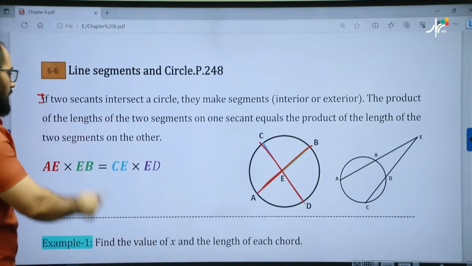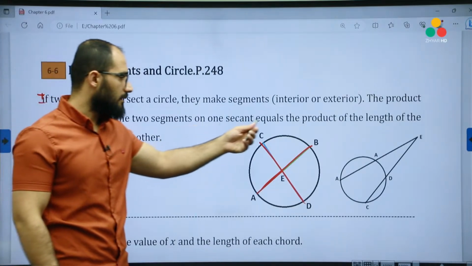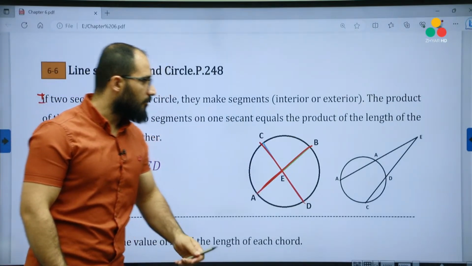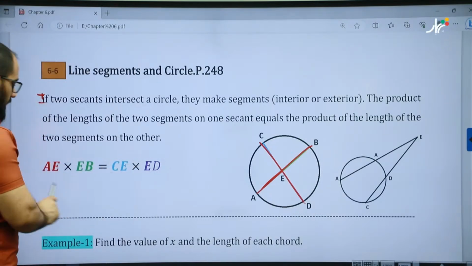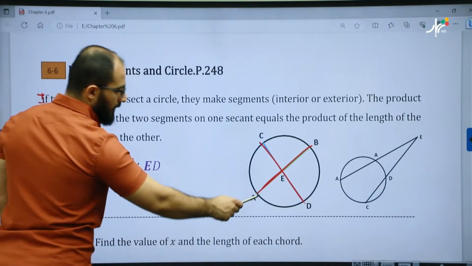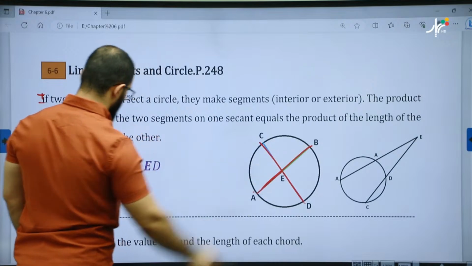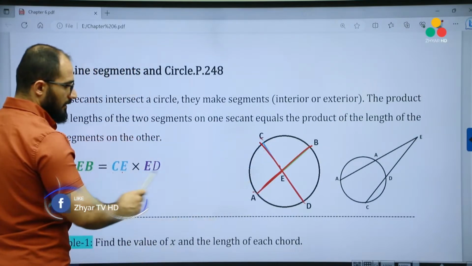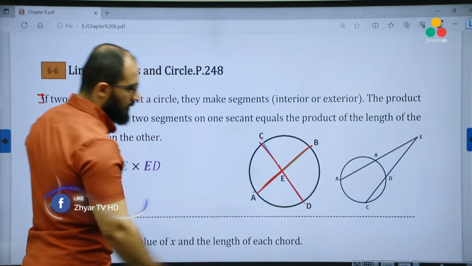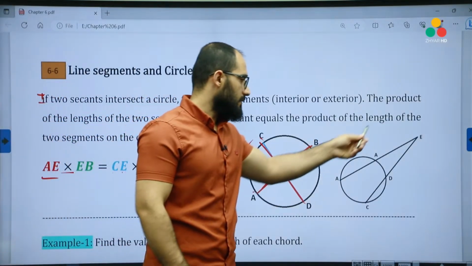the product of the length of the 2 segments on one secant is equal to the product of the length of the 2 segments on the other. It means here we have AE times EB is equal to CE times ED, and so on for the exterior. This one is interior and that one is exterior.